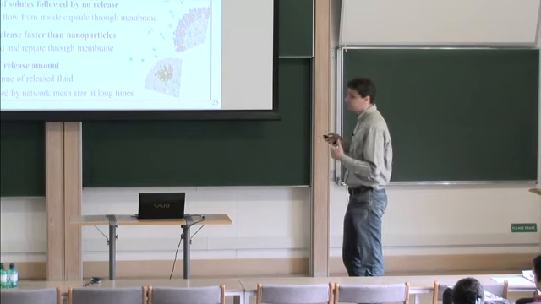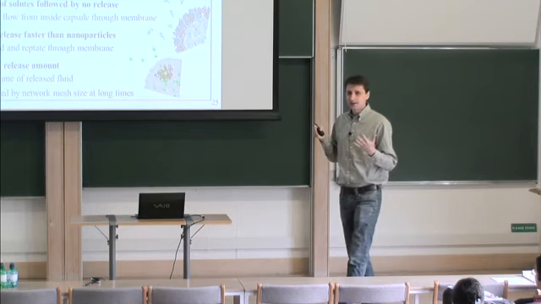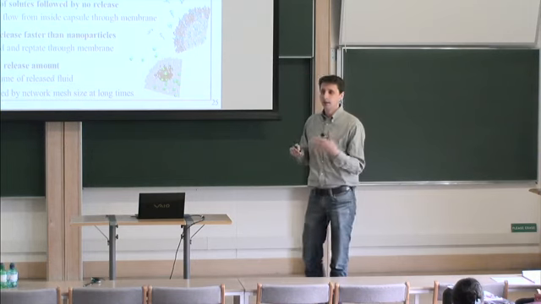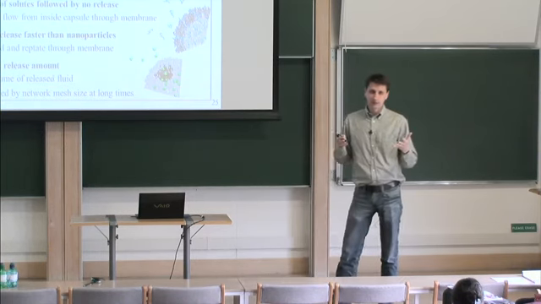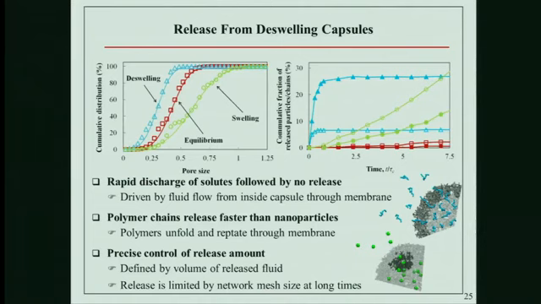For these chains, we cannot see that the release is limited, because the chains can stretch and go through the network, and they can go through relatively small pores. It doesn't really matter for them what the size of the pore is. They can elongate essentially and penetrate through the network. That's what we cartoon to show what happens to the chains.